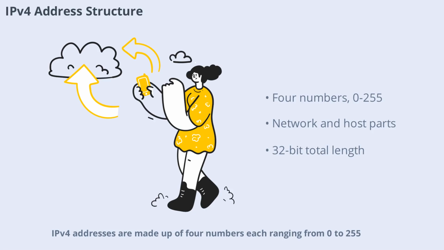IPv4 addresses are made up of four numbers, each ranging from 0 to 255, separated by periods. For example, 192.168.0.1 is a typical IPv4 address. Each number represents 8 bits, so the whole address is 32 bits long.